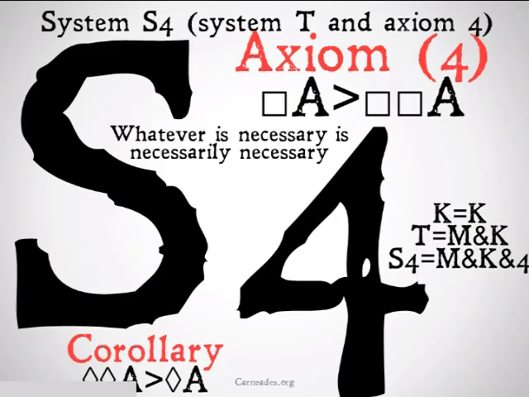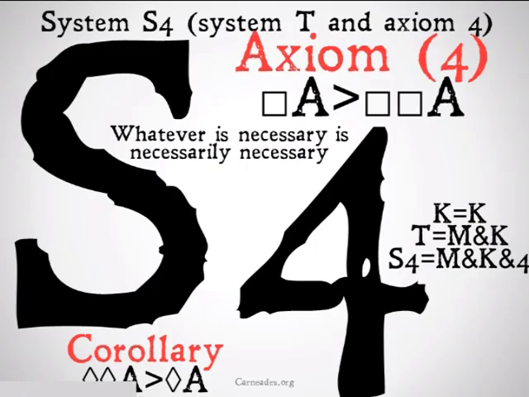As with the other systems, there's a corollary to S4, which is going to be: it's possible that A implies that it's possible that A. Note that Axiom 4 and its corollary, along with M, allow us to reduce any homogeneous line of either boxes or diamonds, as long as they're only boxes or only diamonds, down to just one of whatever that is. Or extend a single box or a single diamond to a long line of those. The key is they have to be the same.